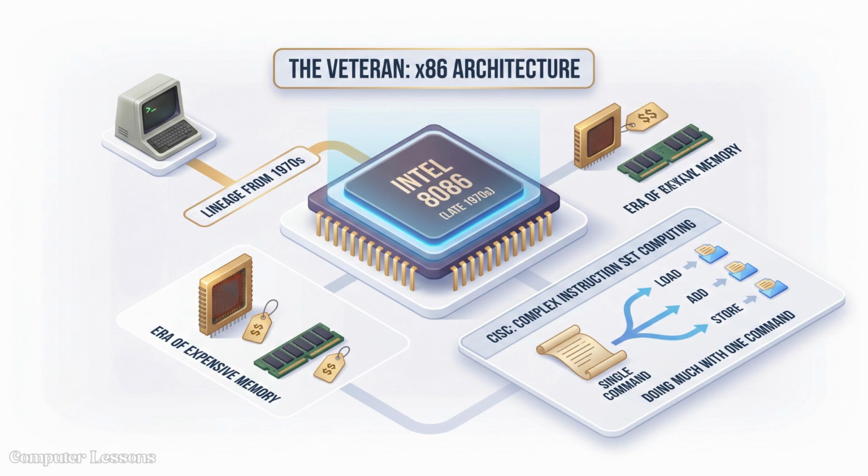The x86 architecture is the veteran of the desktop world, tracing its lineage back to the Intel 8086 processor released in the late 1970s. It was built during an era where memory was expensive and programmers wanted to do much with a single command. This led to CISC, or Complex Instruction Set Computing.